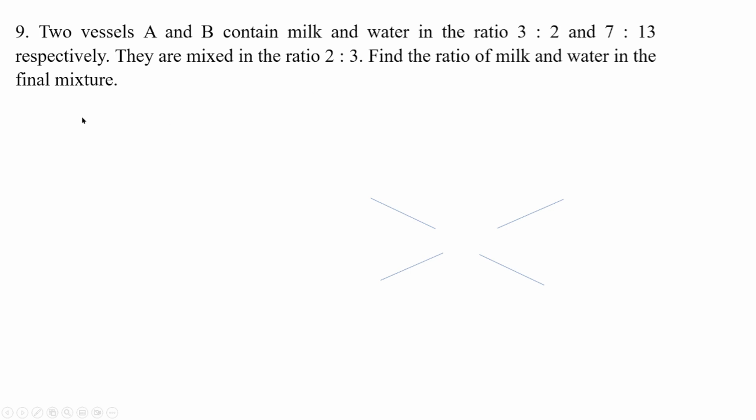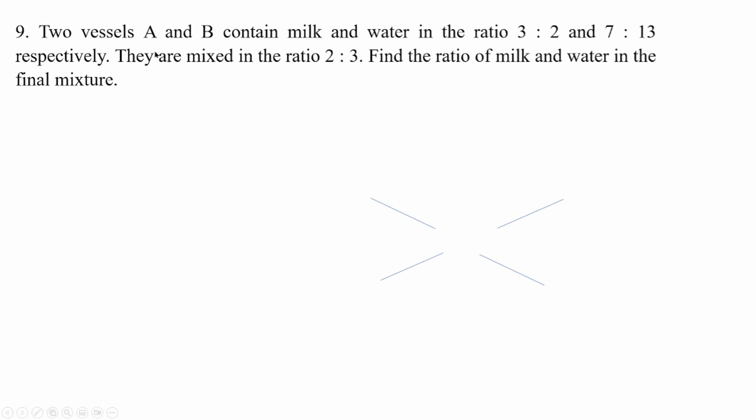Now moving on, two vessels A and B contain milk and water in the ratio 3:2 and 7:13 respectively. They are mixed in the ratio 2:3. Find the ratio of milk and water in the final mixture. So here it is somewhat similar to the previous question, but we cannot go about it in the same way as we did the previous question.